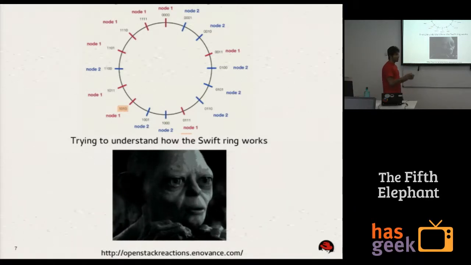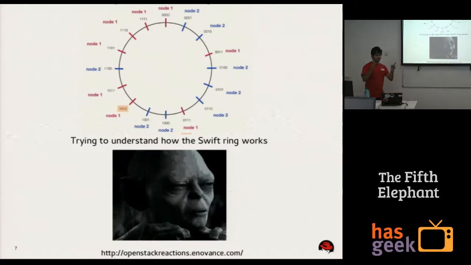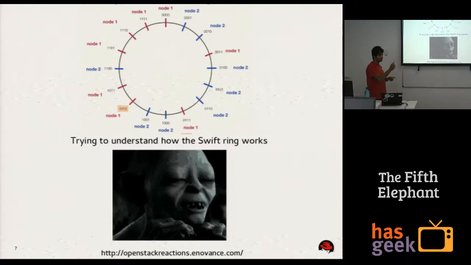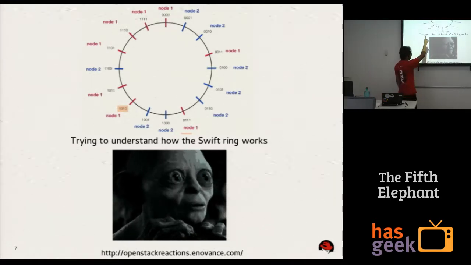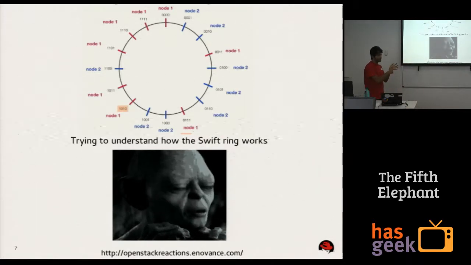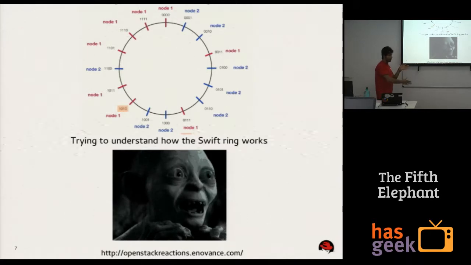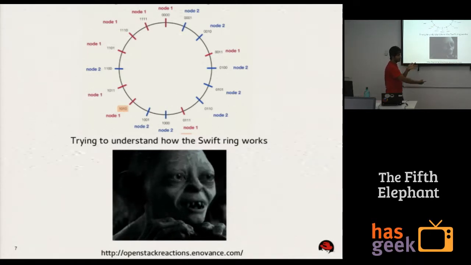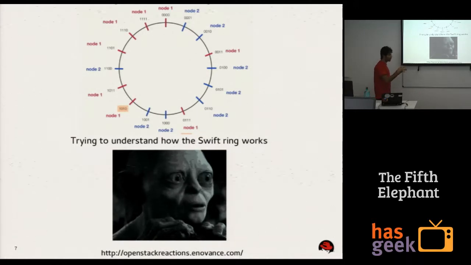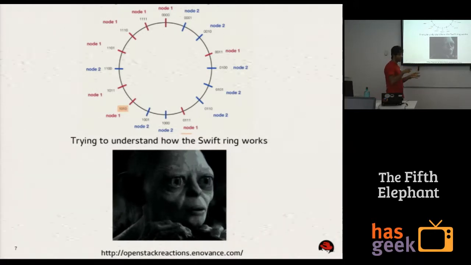When the URL, which is account/container/object, is hashed by MD5SUM, the first few bits of the hash are taken and looked up on this ring structure. It points you to a partition, and you have a table which maps partitions to devices. Based on that mapping, you get to know where this object would go.